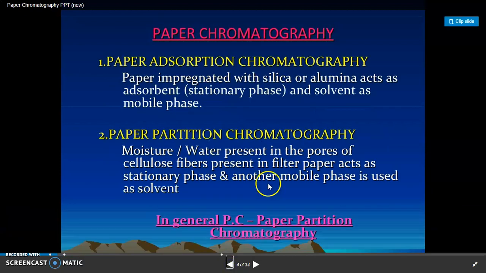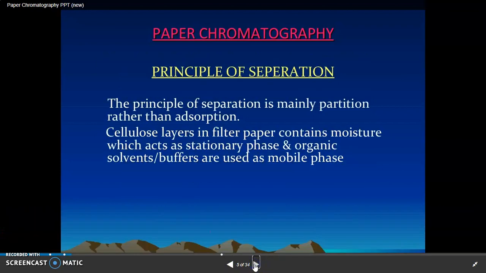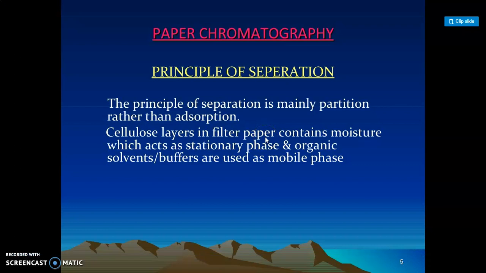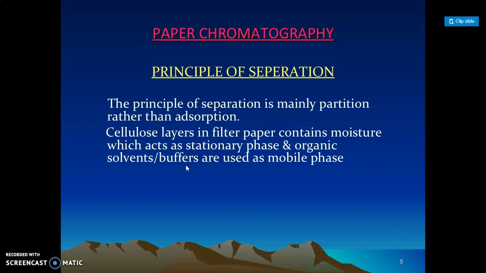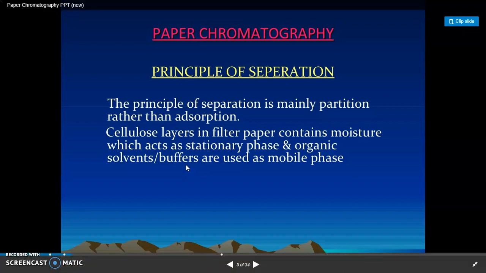Till here we have discussed. The next one is the principle of separation. What is the principle behind paper chromatographic separation? The cellulose layers in filter paper contain moisture which acts as the stationary phase, and organic phases or buffers are used, buffers meaning mixtures of compounds dissolved in water which resist pH change. This can be used as the mobile phase.